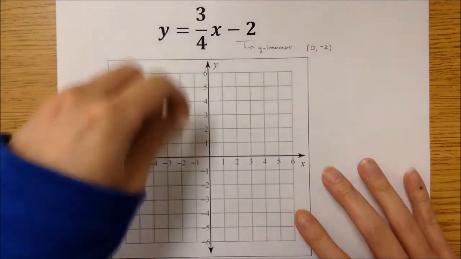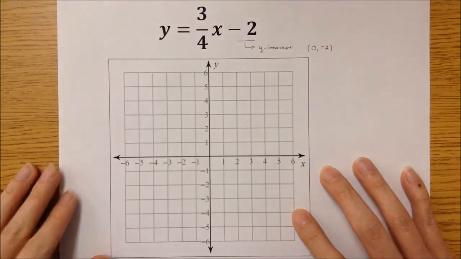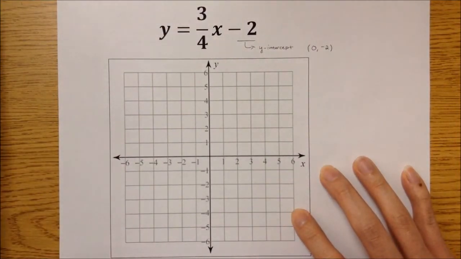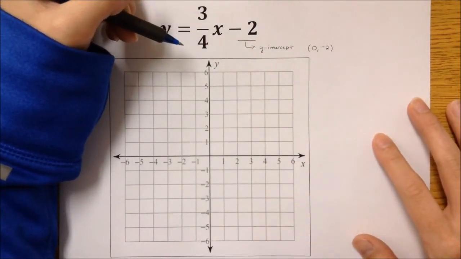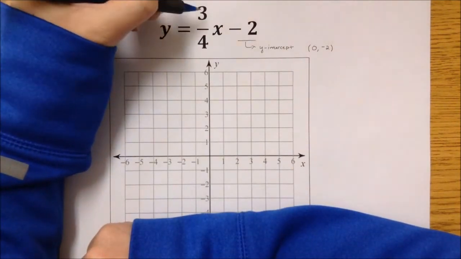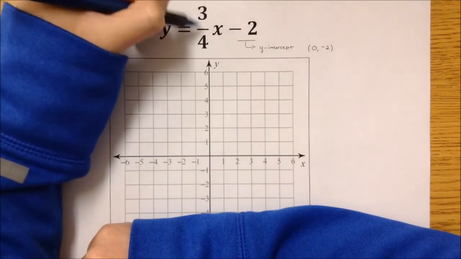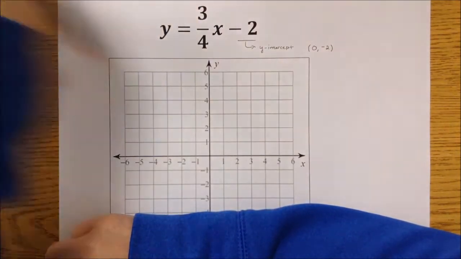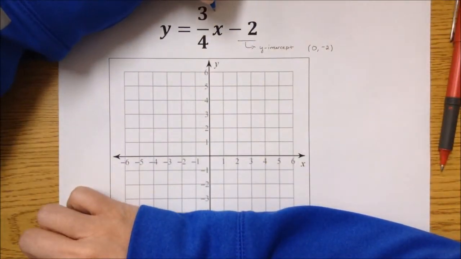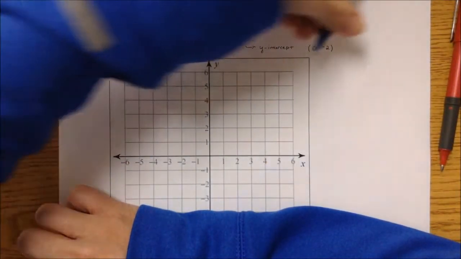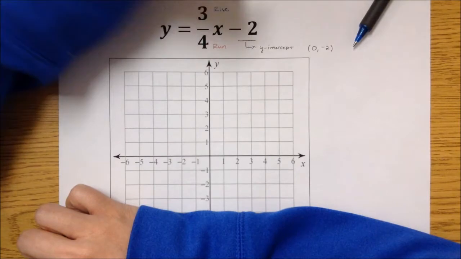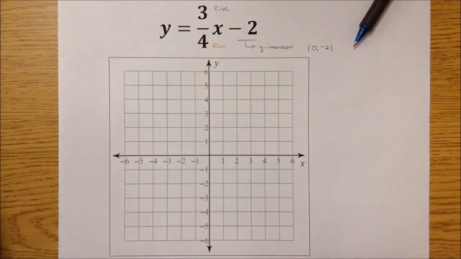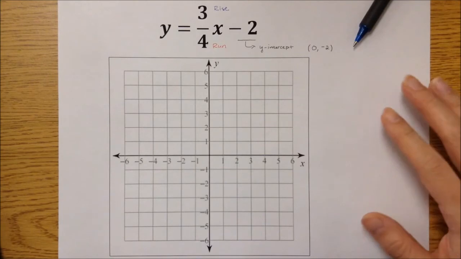Now, let's talk about the slope. The slope is always just the number in front of x. So, we have a fraction, 3 over 4. To recall, when we're trying to find slope, we always use rise over run. When we graph the slope, it's the same thing with the fraction. The numerator is the rise, and the denominator, the bottom one, is the run.